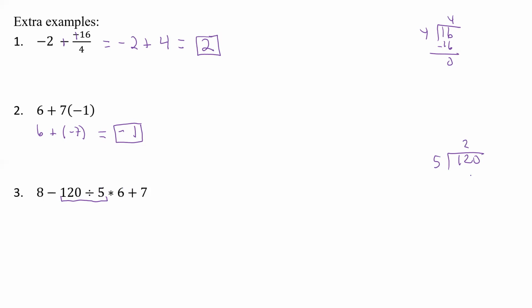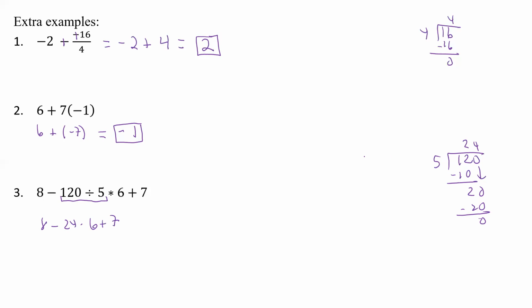Well, 5 will go into 12 twice. That gives us 10. 2 minus that's 2. That's 0. I'll bring down our 0. 5 times 4 is 20. Subtract that, we get 0. So now we have 8 minus 24. And then we still have times 6 plus 7.